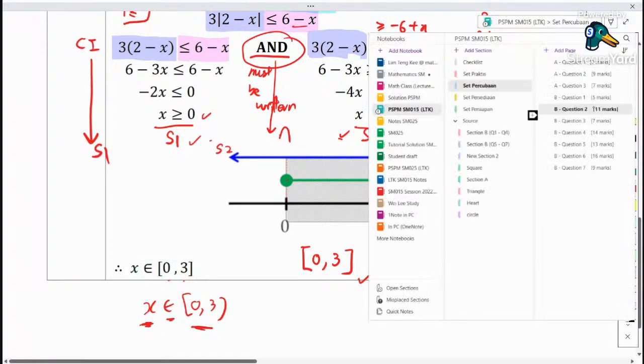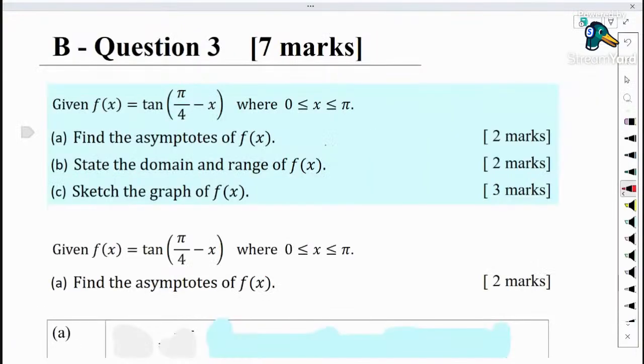Go on. B, question number 3. Question number 3, this question here is regarding chapter 5. We have 7 marks allocated. And in this question, we have a question dealing with trigo functions. You're given tangent of pi over 4 minus x, where the domain is from 0 until pi, or I should not use the word domain here.